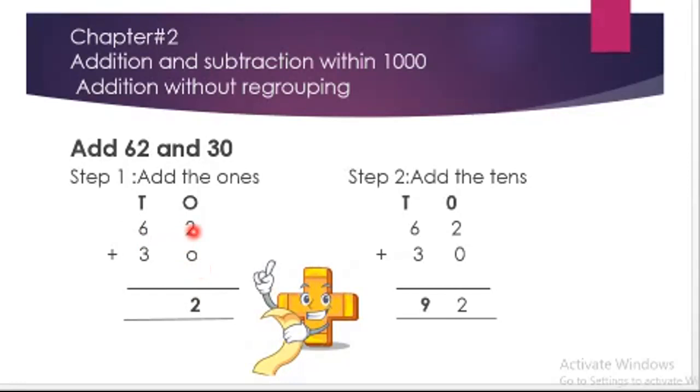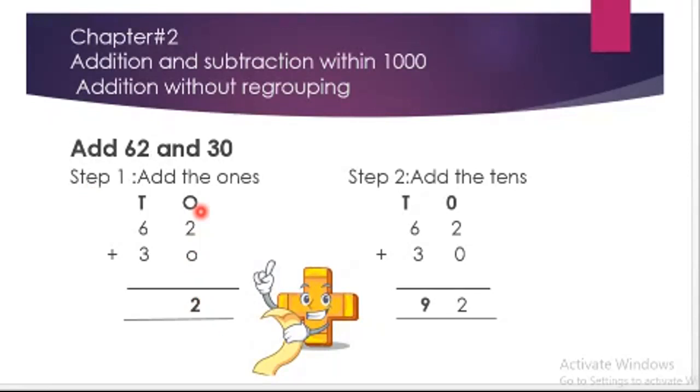So let's add it. When we add 2 and 0, what will be the answer? The answer will be the same, that is 2. Why? Because 0 means nothing, and when we add 0 to any number, the answer stays the same. So the 2 comes as it is, and we are not going to add or subtract anything because 0 is here. Our first step was to add the ones. So I add the ones.